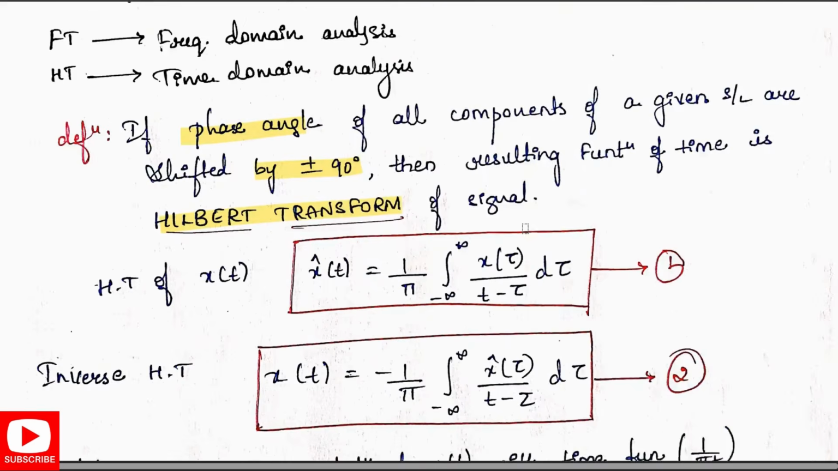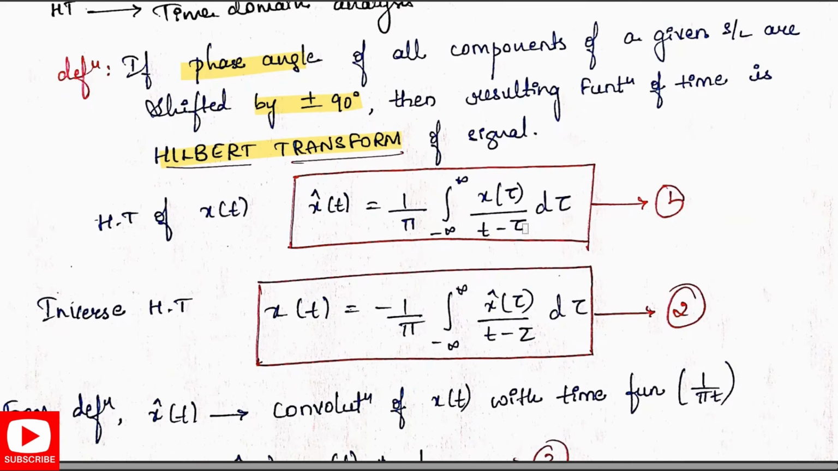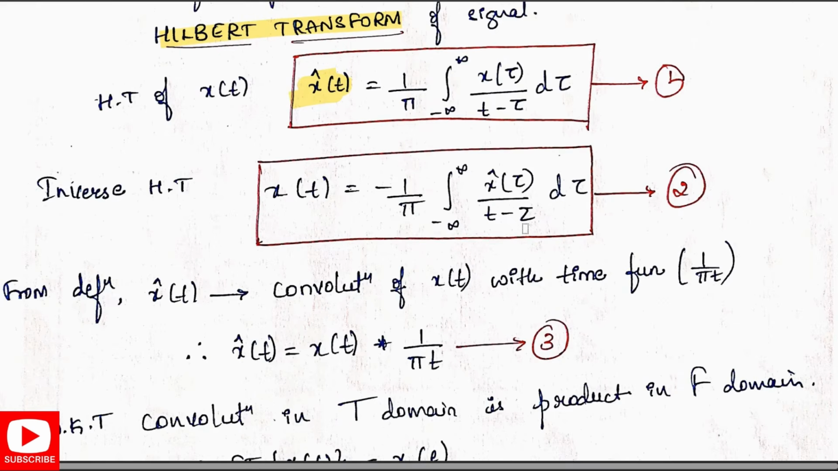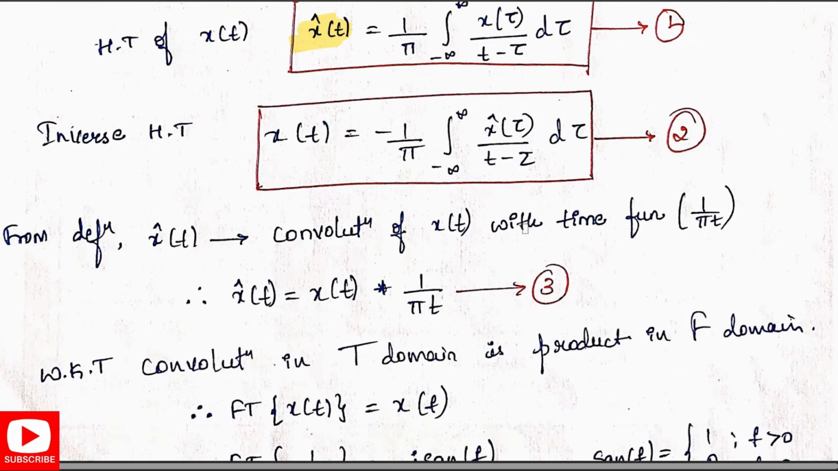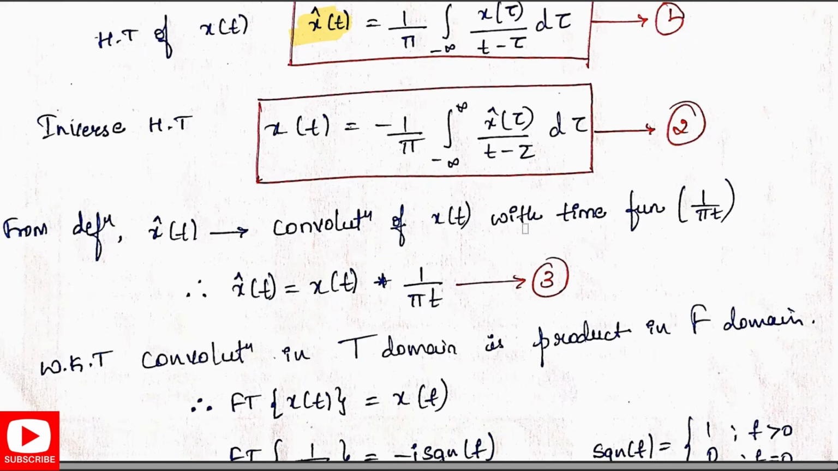So the Hilbert transform of x(t) is denoted by x cap of t, and it is given as 1 by pi, integration from minus infinity to infinity, of x(tau) divided by (t minus tau) d tau. Consider this as equation 1. Then taking the inverse transform of the Hilbert transform, we get x(t) as minus 1 by pi, integration from minus infinity to infinity, of x cap of tau divided by (t minus tau) d tau. So these are the two main definitions you need to write.